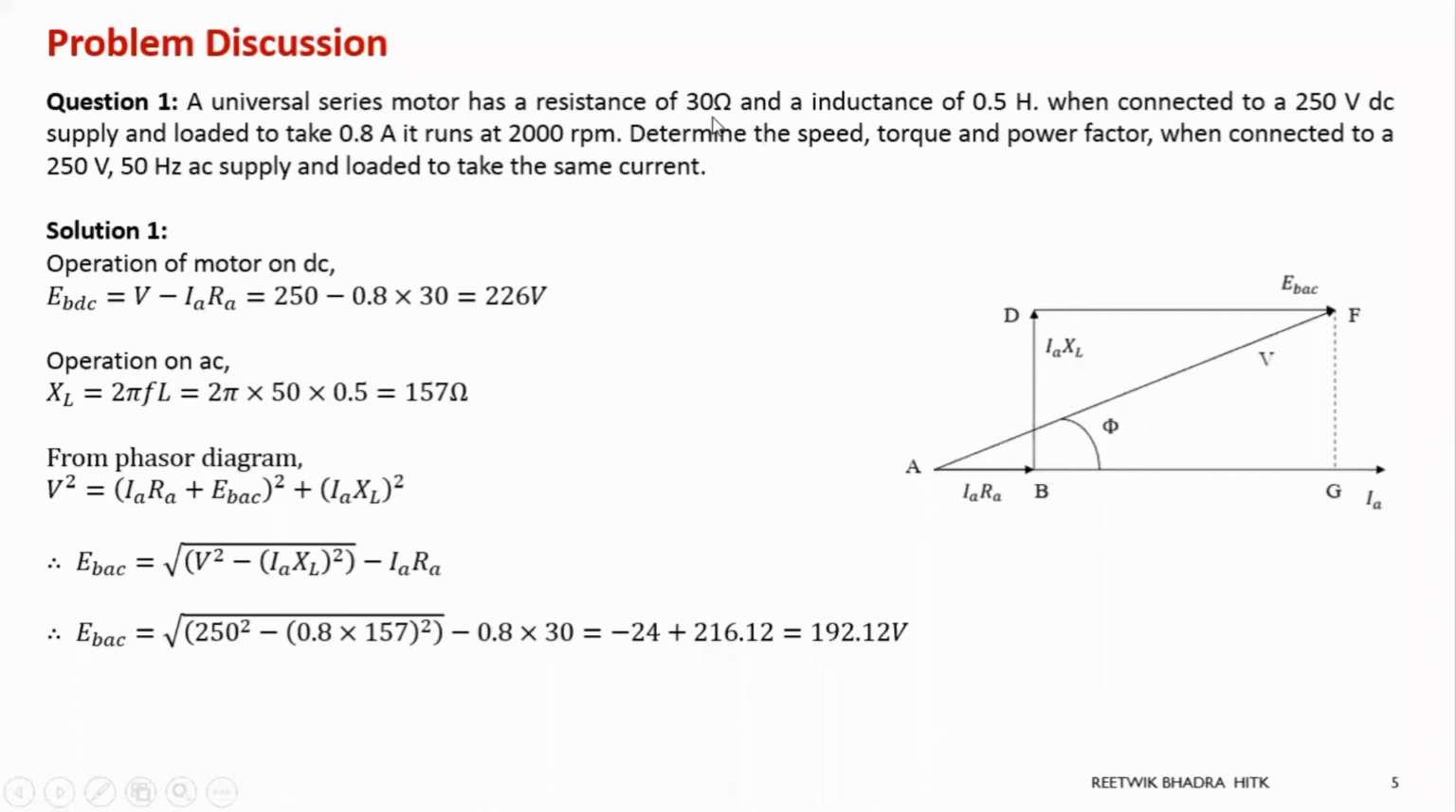As a whole, the resistance is given. As a whole, the inductance is given. So as a whole, everything is given, so no need to calculate again and again separately. Supply voltage is given as 250 volt. When loaded, it takes a current of 0.8 ampere.